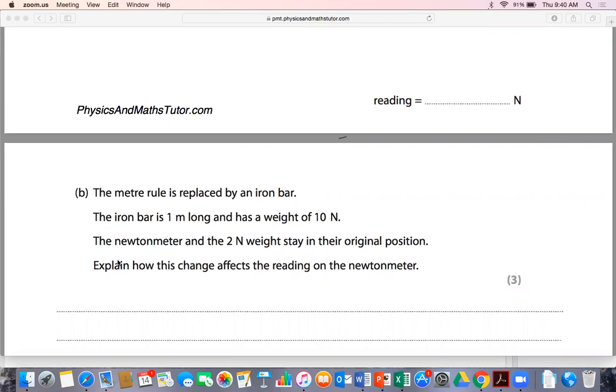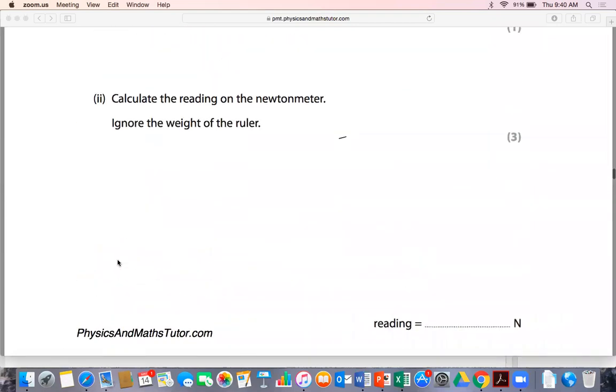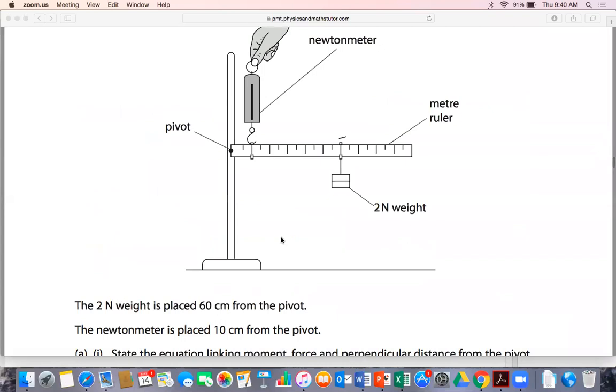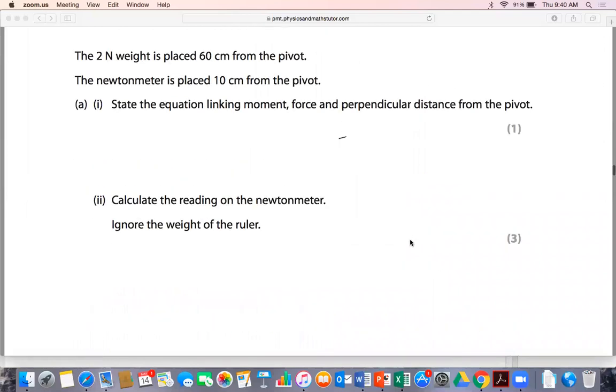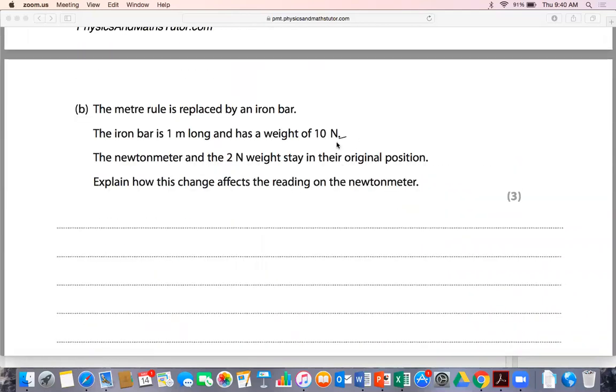Okay? So it will move in the same direction as the 2 Newton weight. It will move down, the clockwise direction, because it's heavier. Because now I have 2 Newton, and then I have the 10 Newton as well.